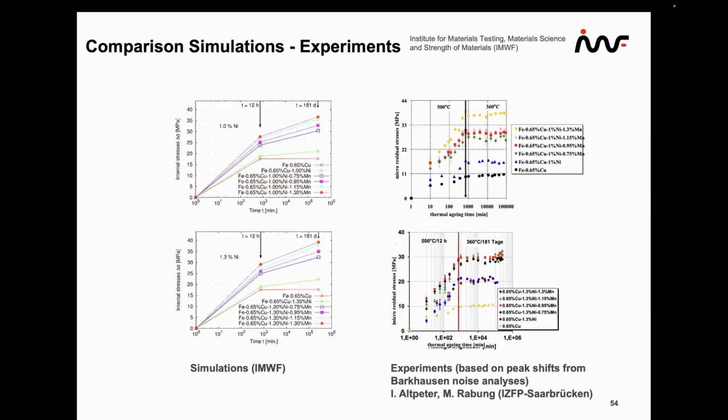In the end, a comparison between our simulations and the experiments, here on the left and on the right-hand side, for different nickel concentrations in the copper alloy, showed pretty good agreement in the level of the stresses, between 20 and 40 or 50 megapascal. If you ask about the experiments, they use Barkhausen noise peak shift analysis in order to get these nice experimental results here.